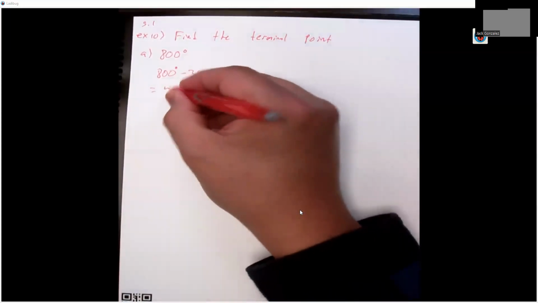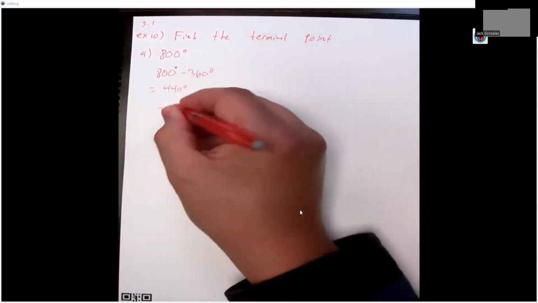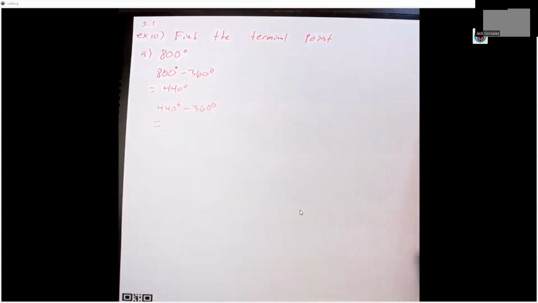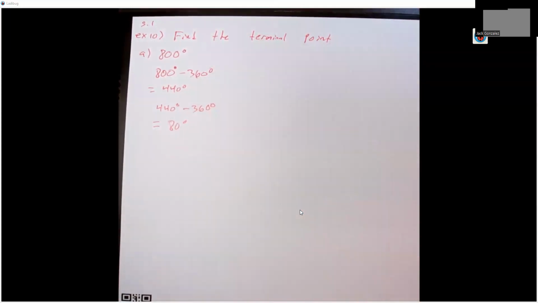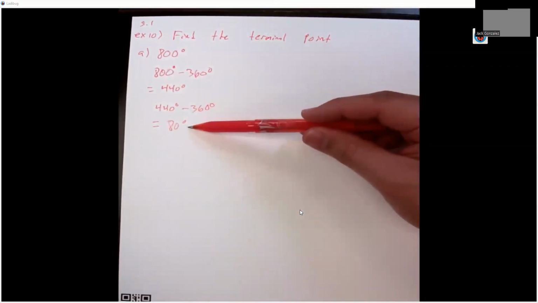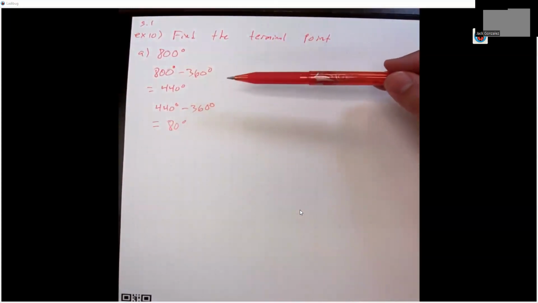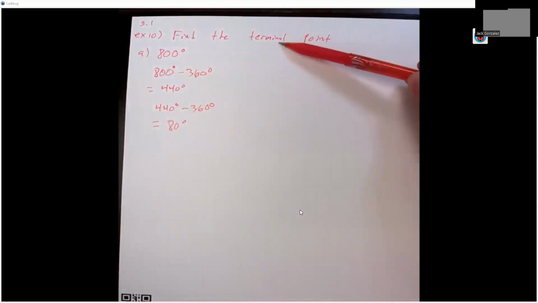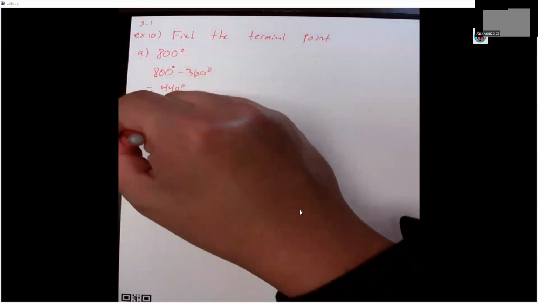440. That's still bigger than 360. So subtract another one. So this is where we went. We make 2 full circles and then go 80 more. So we are at 80. So the terminal point, the actual spot that you're on, is 80. Are there any questions on part A?